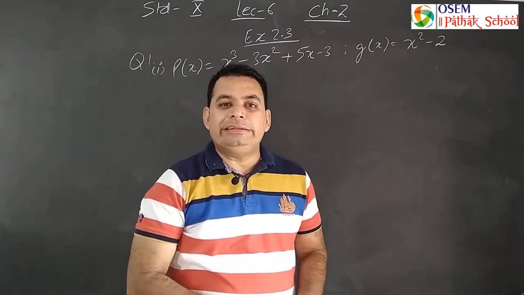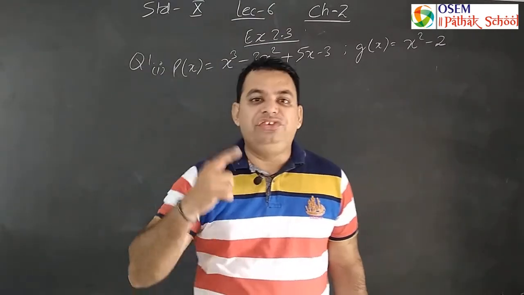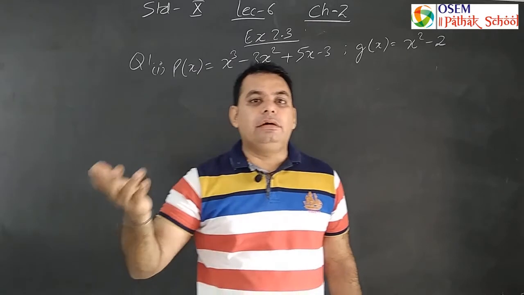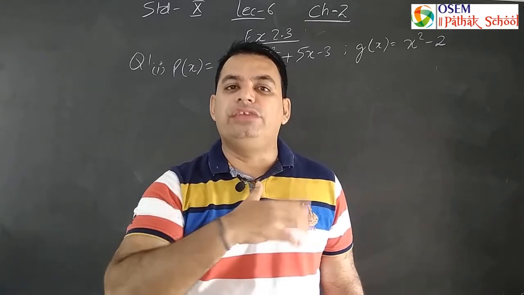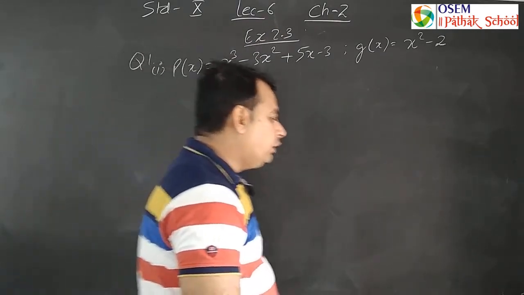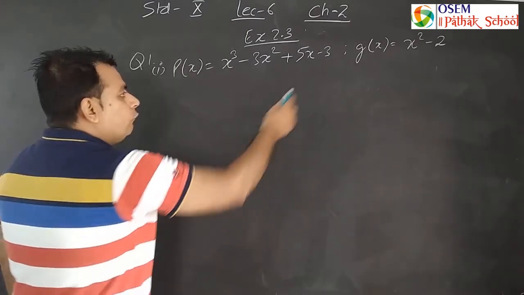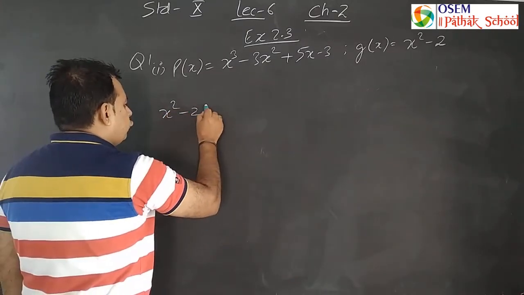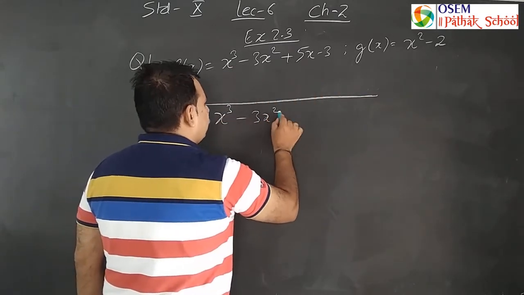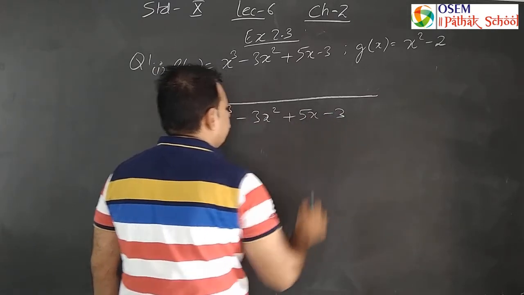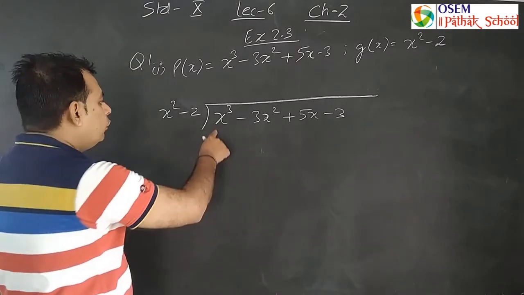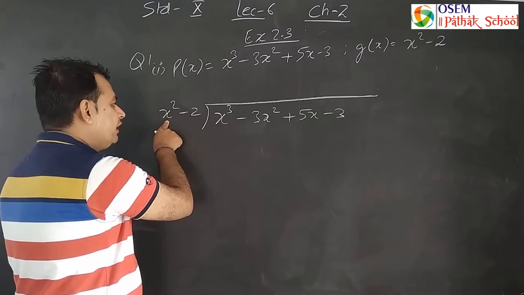So we already know that p of x equals g of x into q of x plus r of x. That is, dividend equals divisor into quotient plus remainder. We are using the same logic over here. Now, for those who don't know about division or have forgotten, I am doing this sum for you. First, x square minus 2. I am writing down x cube minus 3x square plus 5x minus 3. Every time, first of all, we have to clear the first term. Now, what is over here? x cube, and here x square.